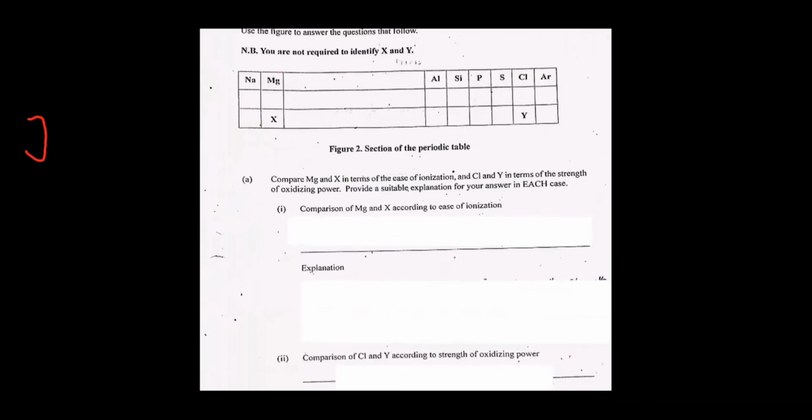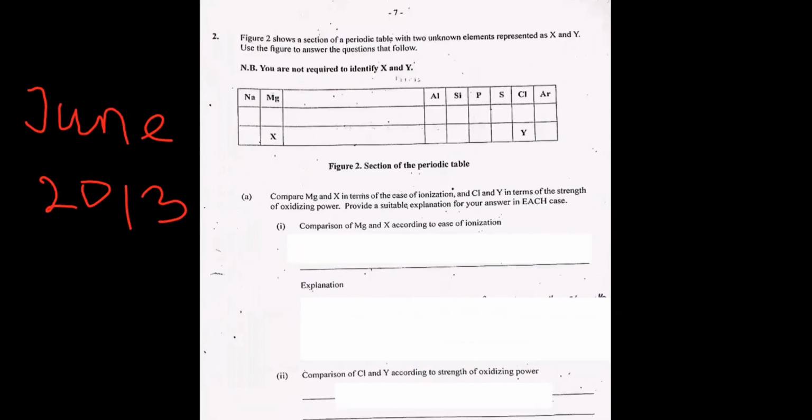Yeah, miss. All right. So this is out of June 2013. All right. So just centering it back. Figure 2 shows a section of a periodic table with two unknown elements represented as X and Y. Use the figure to answer the questions that follow.